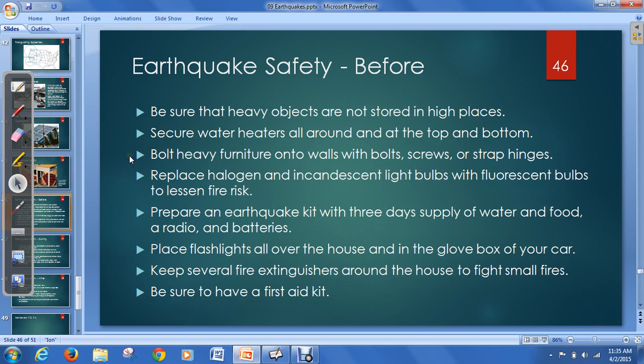Okay. Bolt heavy furniture onto the walls with bolt screws and strap hinges. Especially the bookshelves and things like that, things that will easily tip over. You generally want to put a screw at the top so it does not tip.